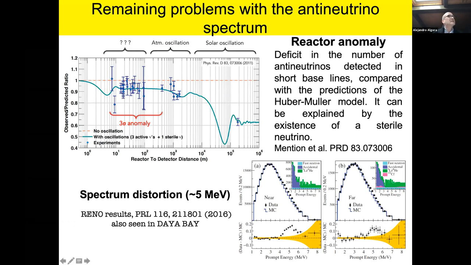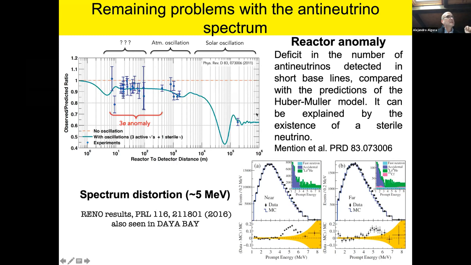This became known as the reactor anomaly, which is the deficit in the number of antineutrinos that you detect at short baseline, so with detectors that are close to the reactor, compared to the prediction of the Hubbard-Mueller model, which I mentioned before, has become the standard. This attracted considerable attention because it can be explained by the existence of a possible sterile neutrino.